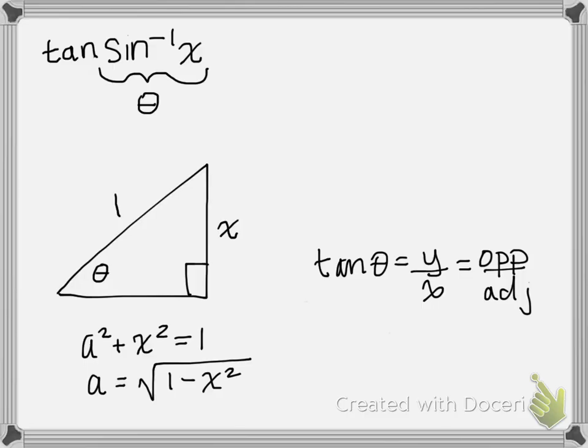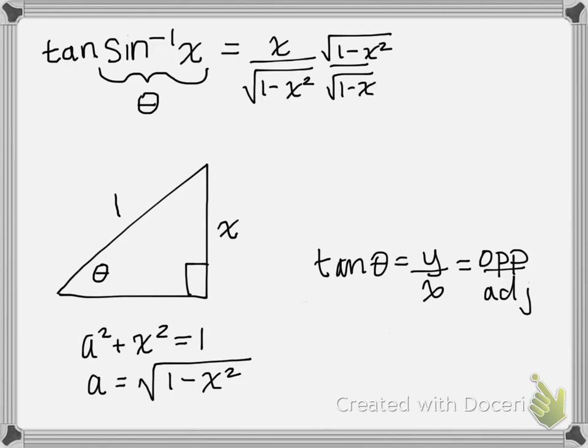So what's tangent of that angle? It is equal to the opposite, which is x, over the adjacent. And as always, let's rationalize the denominator. And we will end up with x rad 1 minus x squared over 1 minus x squared.